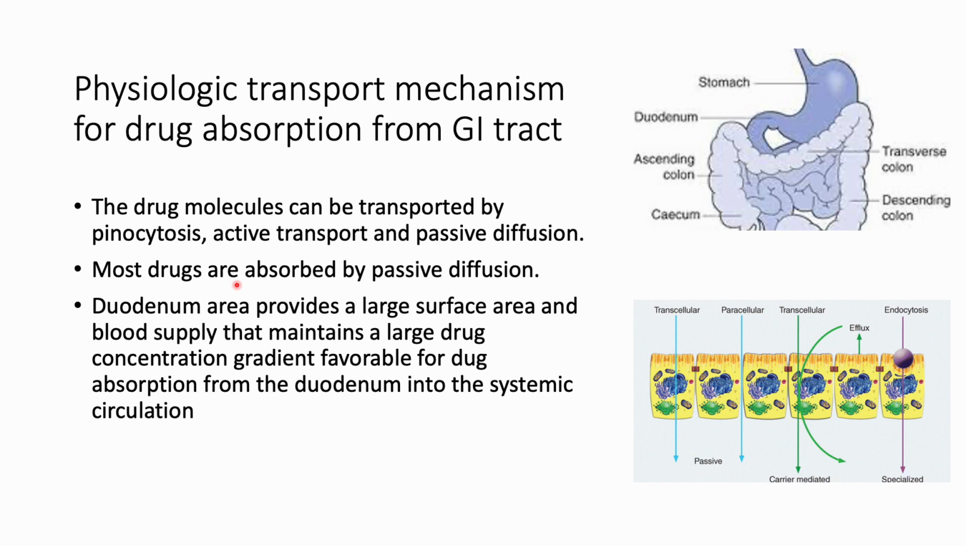Now let's do some pre-review about the physiologic transport mechanism for drug absorption from the GI tract. A drug molecule can be transported by pinocytosis, active transport, and passive diffusion. Most drugs are absorbed by passive diffusion. This means it will go from high concentration to low concentration. For passive absorption, the duodenum is the place where most of the drug will be absorbed, because it provides a large surface area and blood supply.